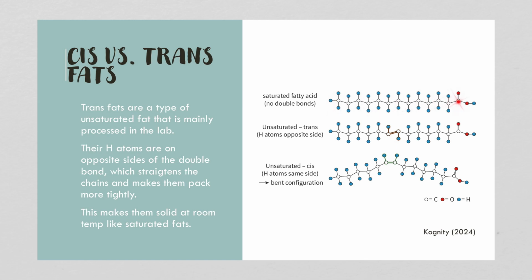So the saturated fatty acid has no double bonds. The trans fatty acid has a double bond, but because of the reconfiguration of the double bond, it straightens out the chain. So these two aren't so great for our health. And then this one, the unsaturated cis fatty acid chain, has that kink. So it reduces the London forces, or the intermolecular forces, which then makes it more liquid at room temperature.